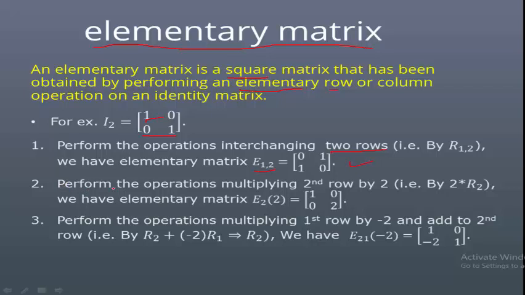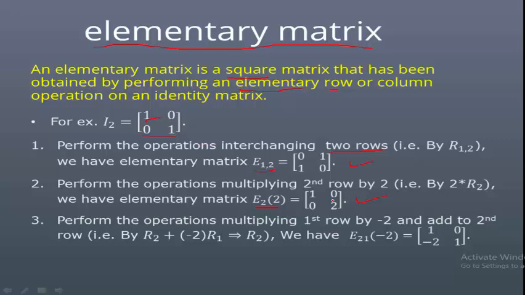Similarly, the second operation is multiplying any row by a non-zero constant. In this example we have multiplied the second row by 2. So this is the matrix. This is denoted by E22. E22 means what? E is the elementary matrix, the first 2 means second row, and the second 2 is the non-zero constant. So multiplying the second row by a non-zero constant, we get 0, 2 here. So this is another type of elementary matrix.